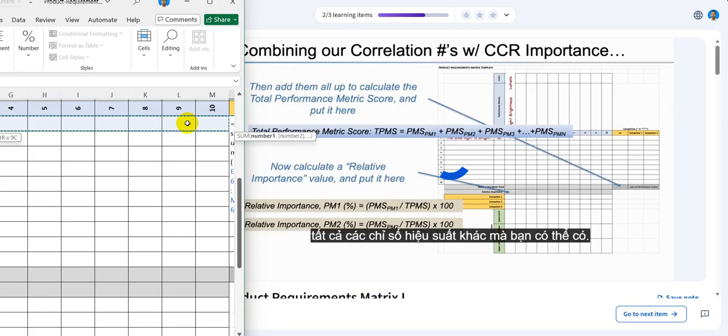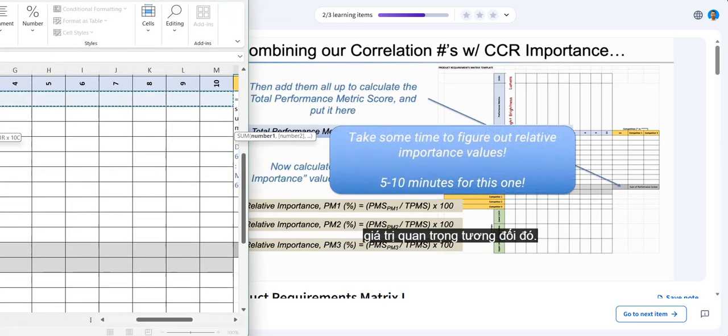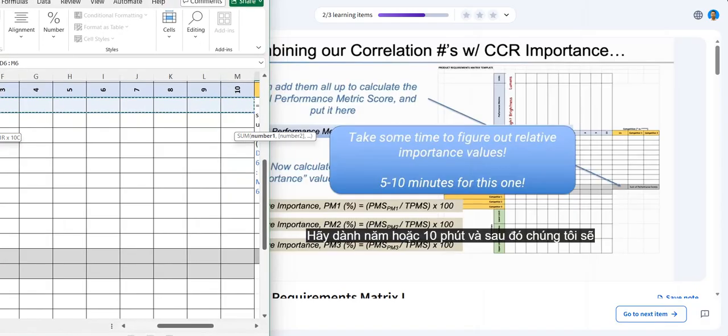This might take a few minutes to figure out, so go ahead and pause the video and calculate everything down to those relative importance values. Take 5 or 10 minutes, and then we'll come back and carry on to the next step.